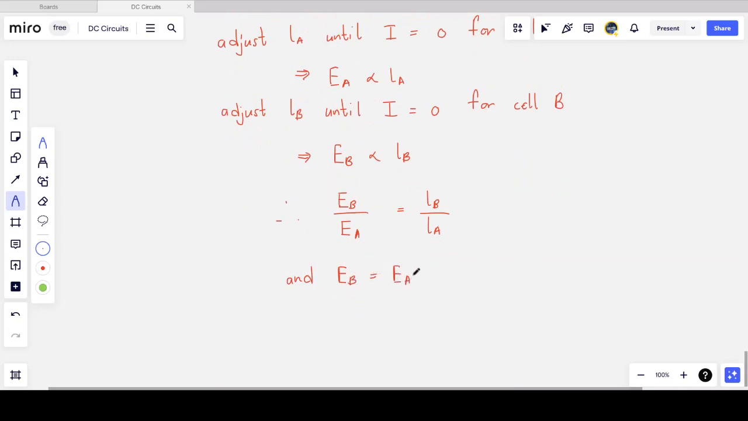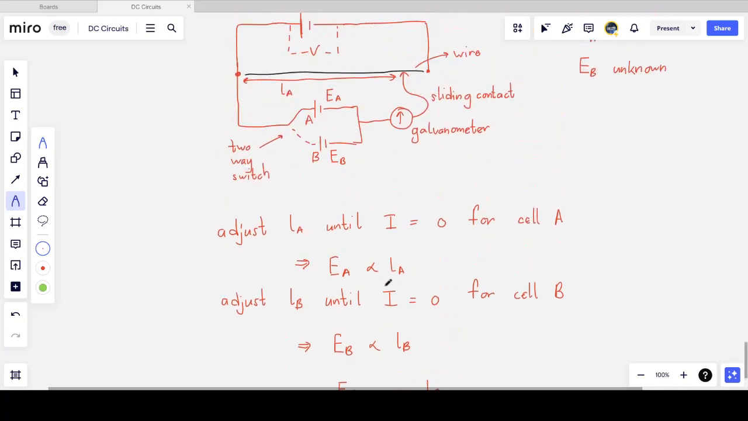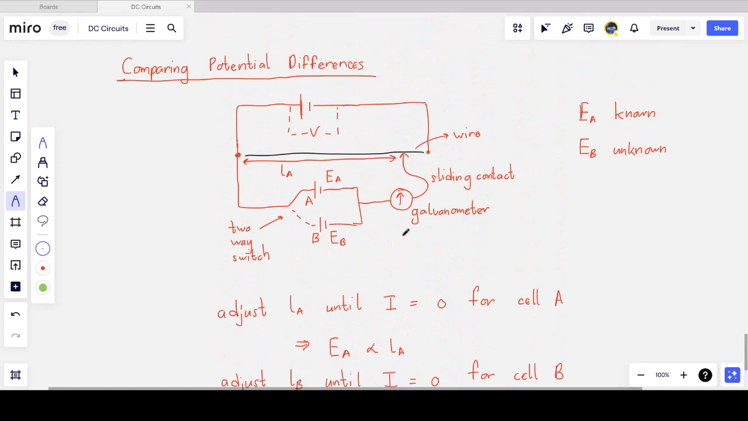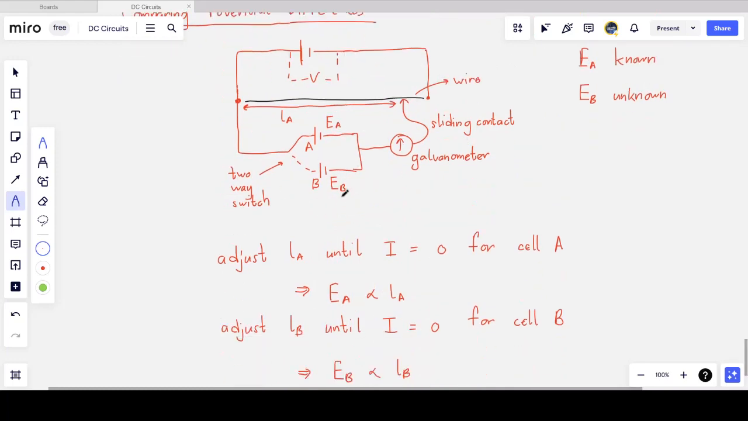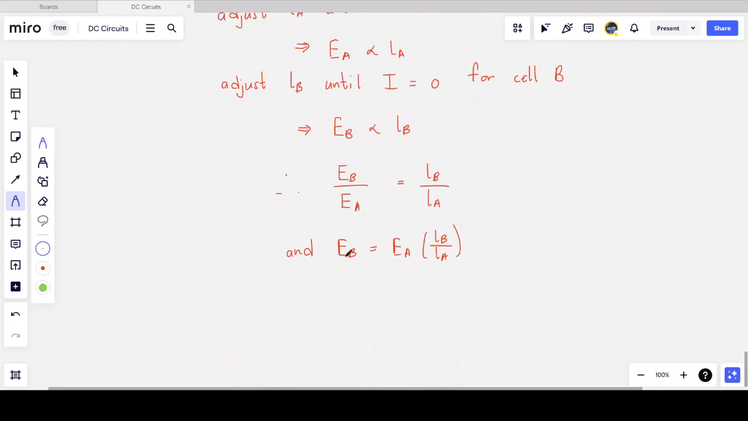And so this may only be something that you would see in a laboratory, but it's an application of the potentiometer. So if you look at the complicated setup again, we can set this up fairly easily in a lab, and you would be expected then to find the unknown EMF with the known EMF EA and the ratio of the 0-point distances, LB over LA. And so this is one of the applications of a potentiometer to compare potential differences. And so this was a crash course on the topic of DC circuits.